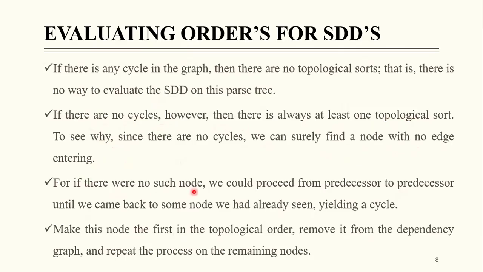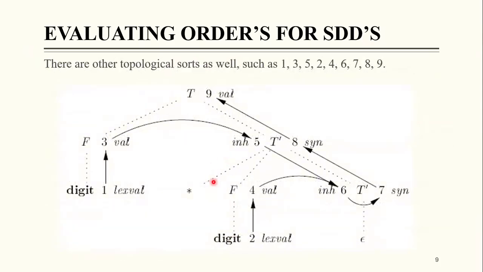If there were no such nodes, we could proceed from predecessor to predecessor until we came back to some node we had already seen, yielding a cycle. Make this node the first in the topological order, remove it from the dependency graph, and repeat the process on the remaining nodes. For the given graph, we already have one order, 1, 2, 3, 4, 5, 6, 7, 8, 9, and there are other topological sorts as well, such as 1, 3, 5, 2, 4, 6, and 7, 8, 9.